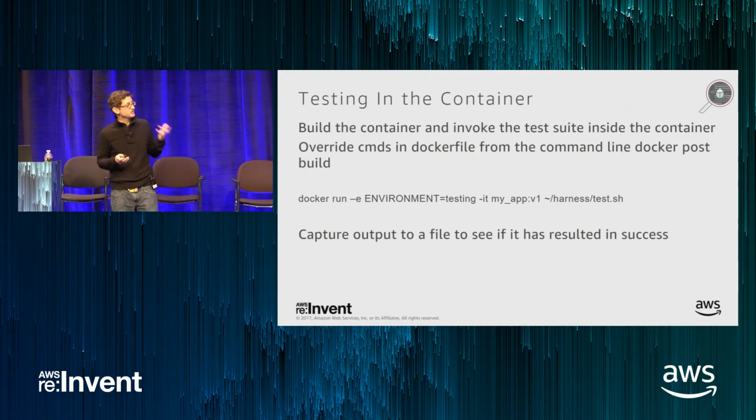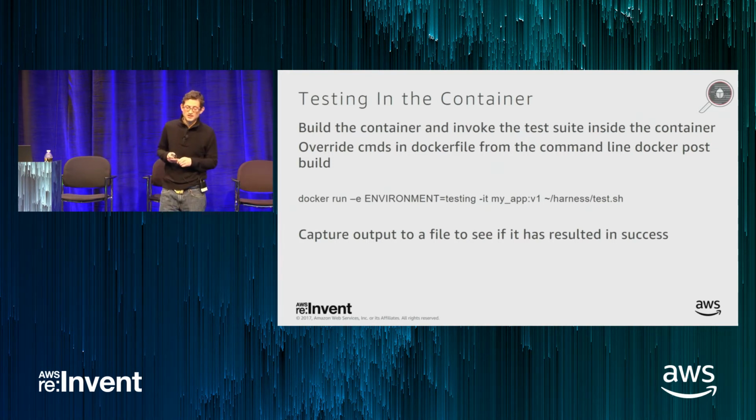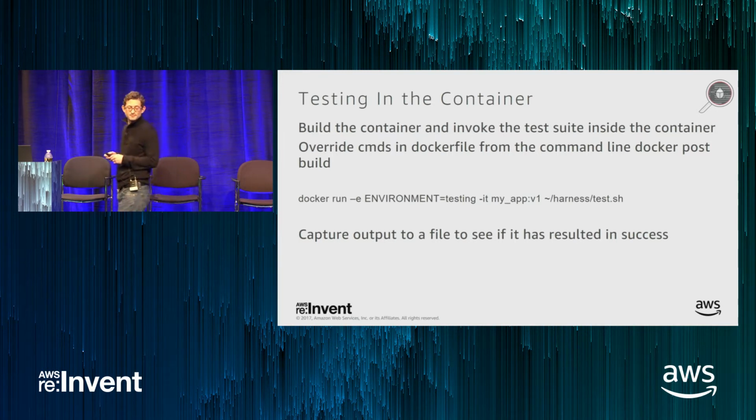Now, there are basically two types of tests that you can perform when working with containers. You can either run a test inside the container, or you can run tests in detached mode or outside of the container. To run a test inside the container, you build the container and invoke the test suite from inside the container. This can be accomplished by passing commands to the Docker CLI during the post-build phase, as we saw when we looked at the build specification for CodeBuild. And then in this example here, I'm calling a script that I've copied to the container to run a series of tests. And then I could look at the output from that script to see whether the test was successful or whether it failed.